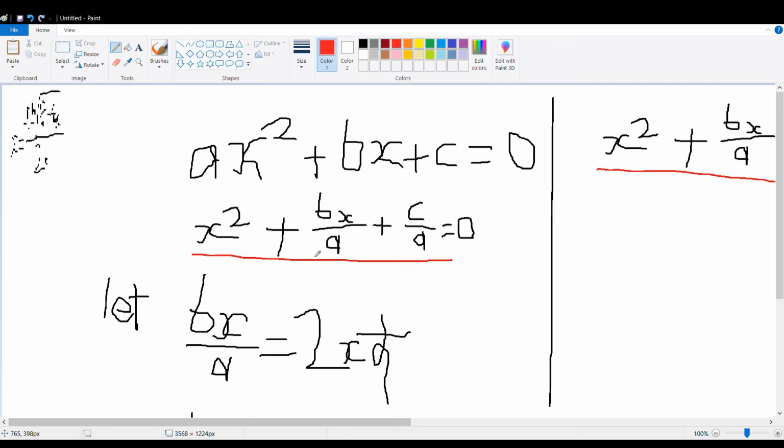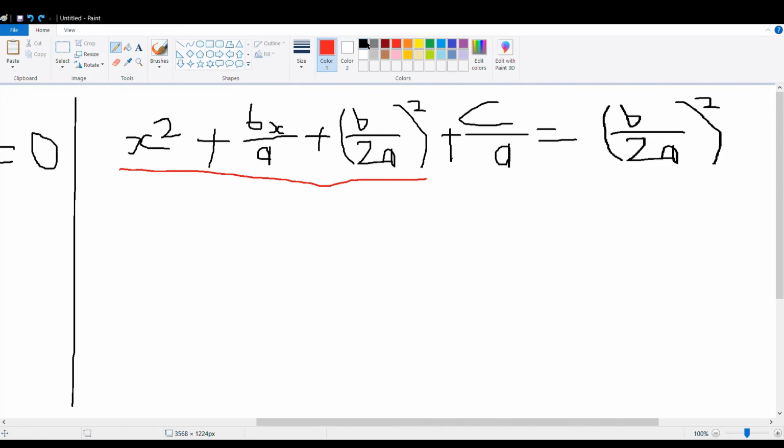Wait, not that. I got rid of it. But if you were paying attention before, you'll understand why I'm able to do the following. x plus b on 2a, all squared, is going to expand out to be what's underlined in red here. And I'm actually going to keep the c here, the c on a.